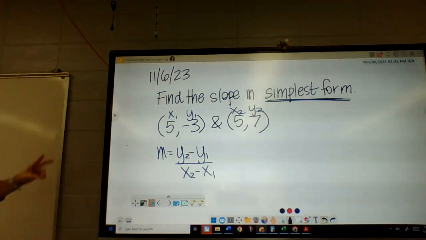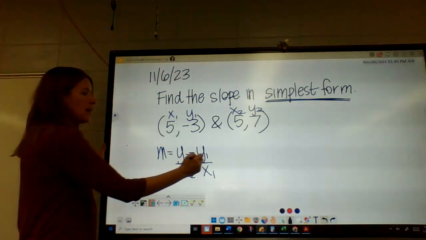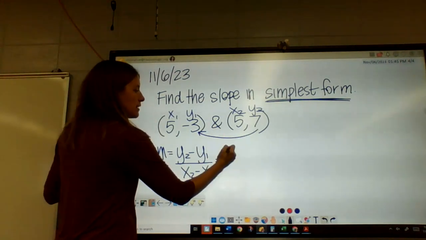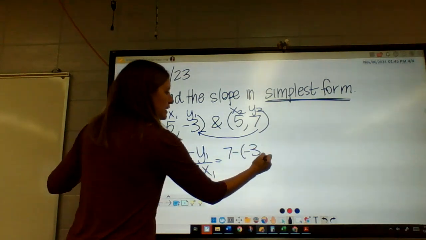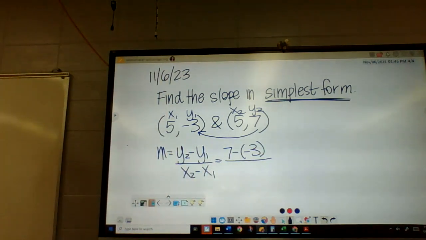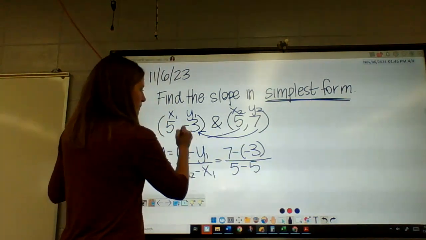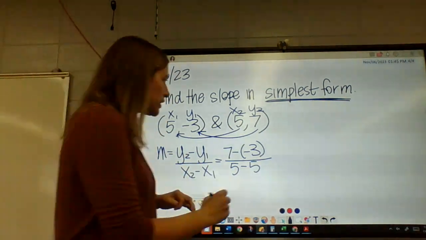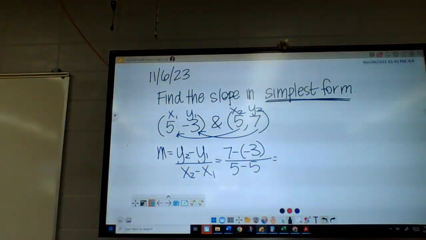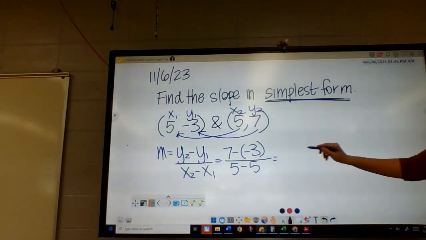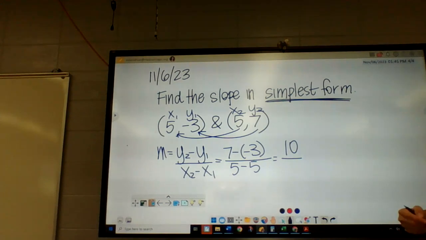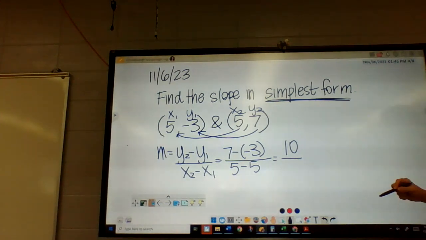Going through this, remember x and y go together. So I'm subtracting my y's: 7 minus a negative 3 over 5 minus 5. When I go to do that, 7 minus a negative 3 is going to be 7 plus 3, so that's actually going to be 10. What's 5 minus 5 going to be? It's going to be 0.